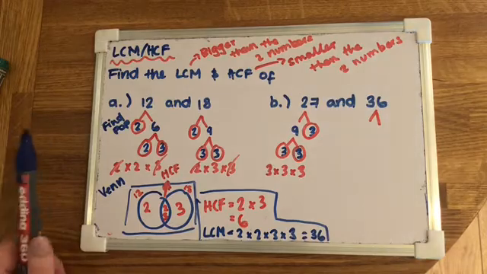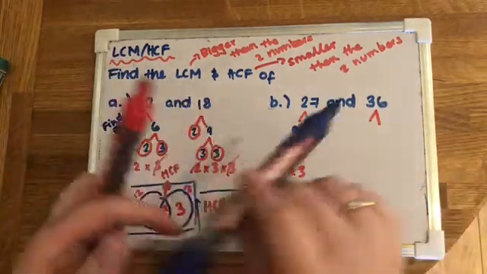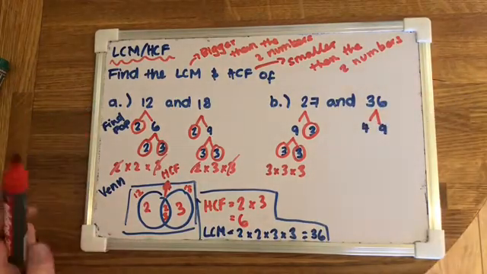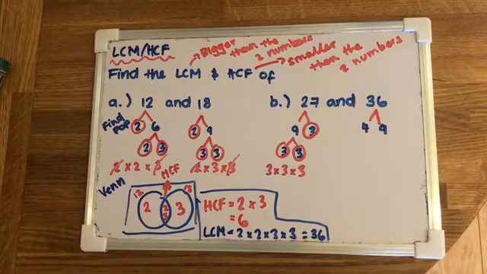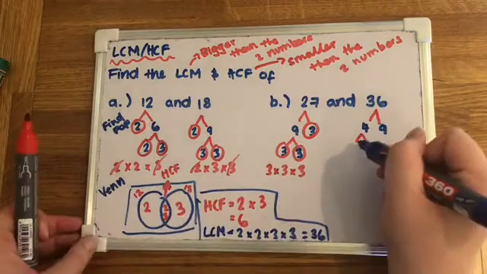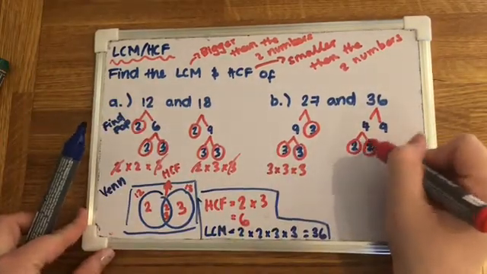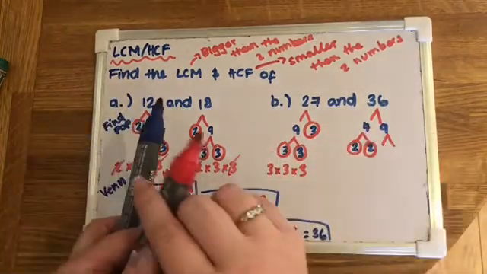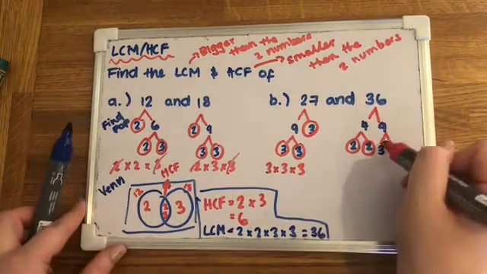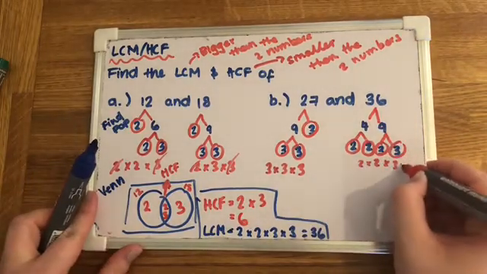And we do the same for 36, so it could be 4 and 9. Okay, neither of those are prime, so I'm just going to start with the 4 first and then I'll come back to the 9. So 4 is 2 times 2. They're both prime, so I can circle them. Then I go back to the 9. 3 times 3 gives us 9. And they're both prime. So we've got 2 times 2 times 3 times 3.